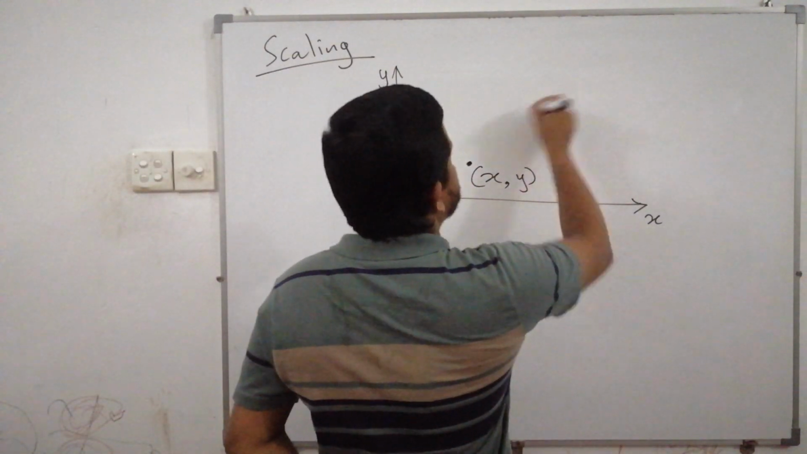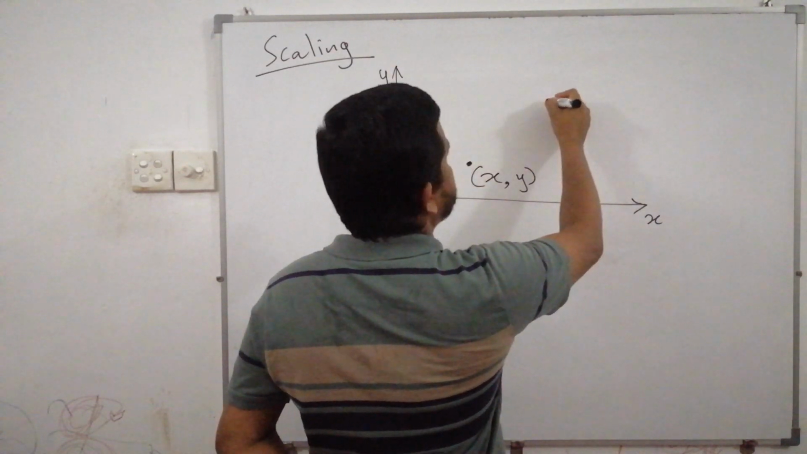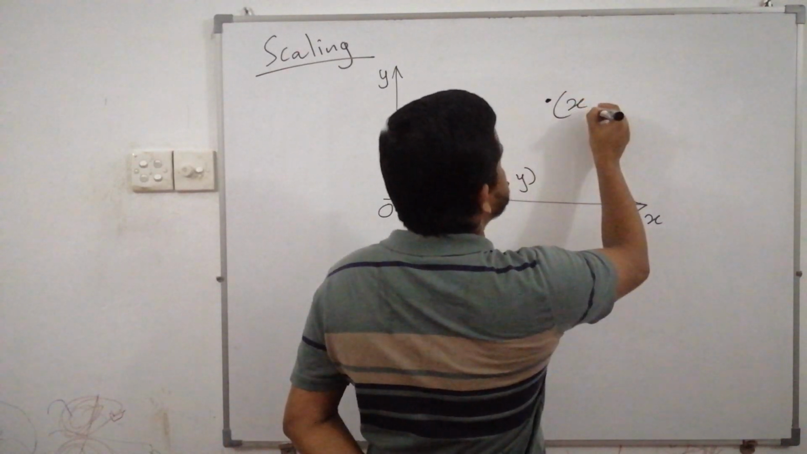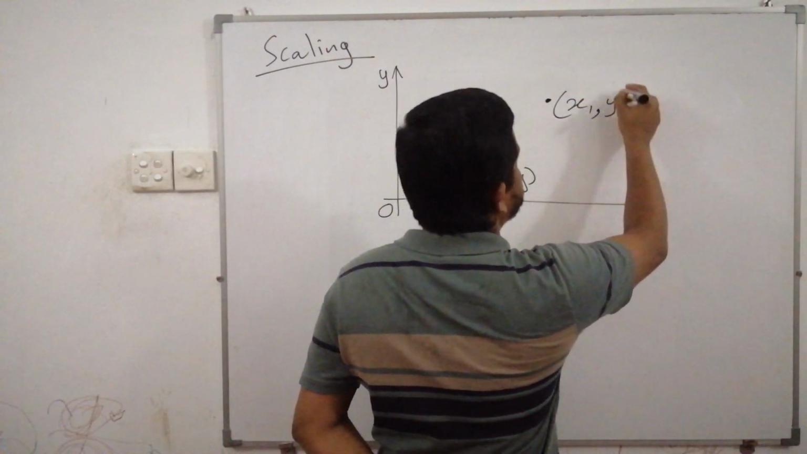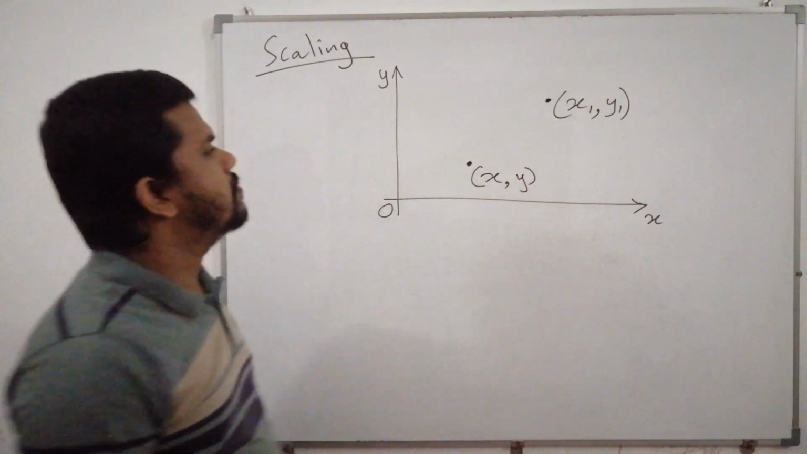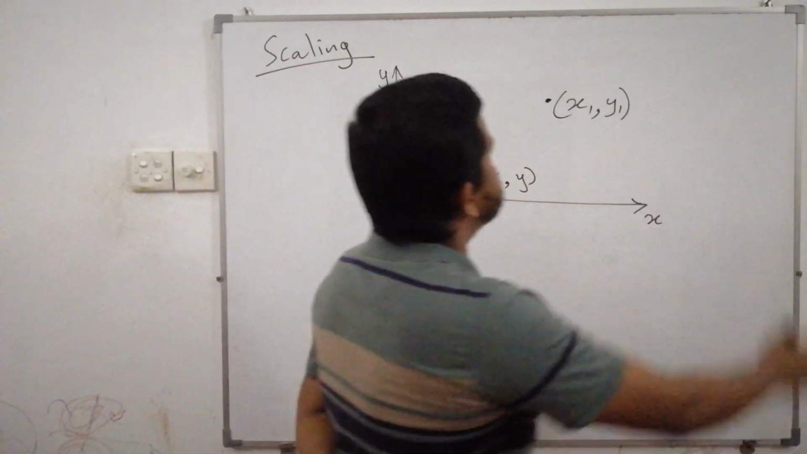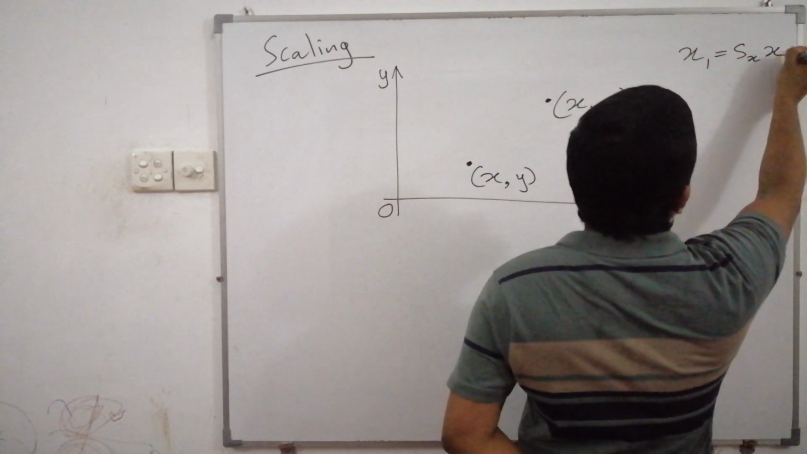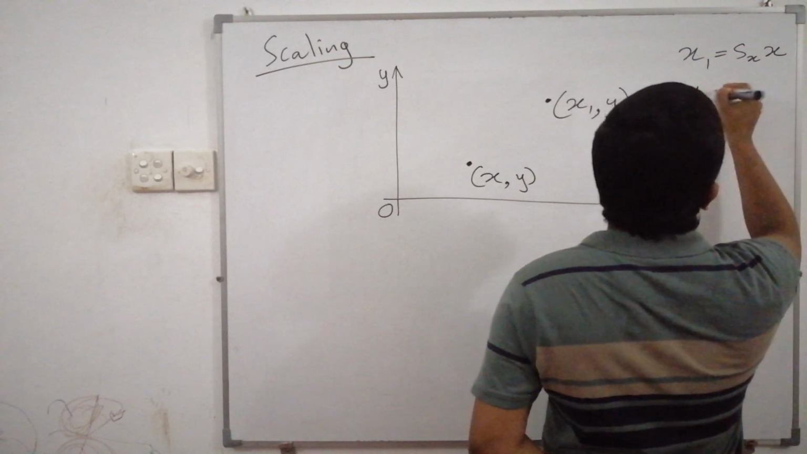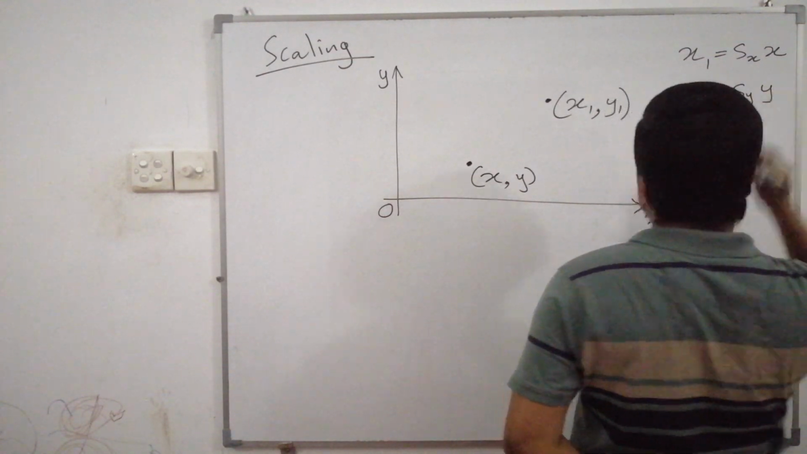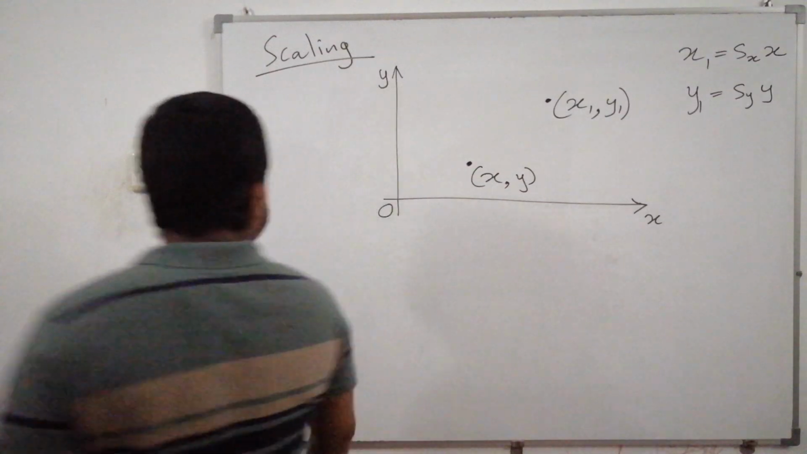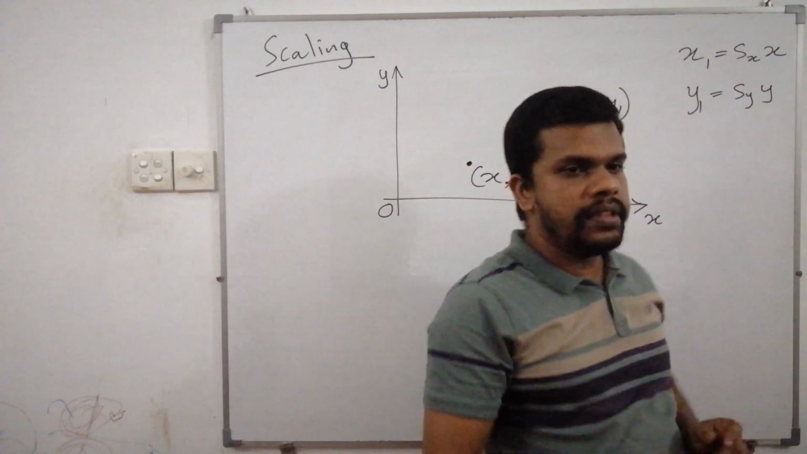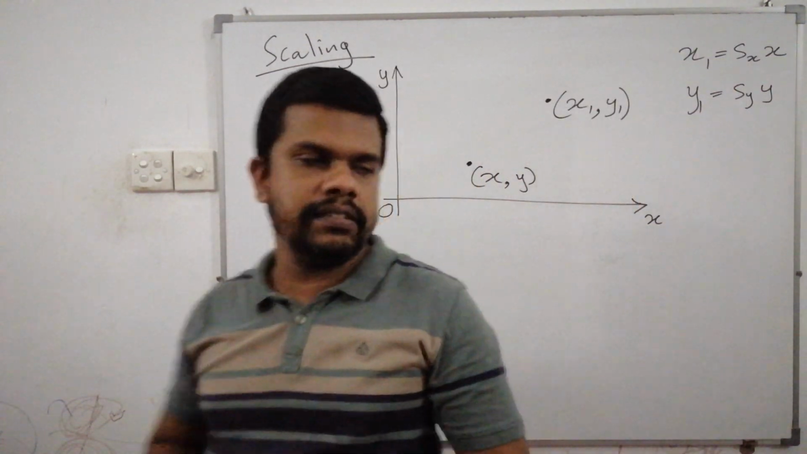Then this point moves to another position. It is x1 comma y1, such that x1 means sx into x, y1 means sy into y. These two values sx and sy, we call them as scaling factors.